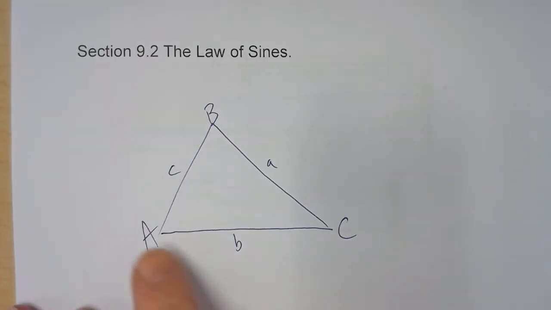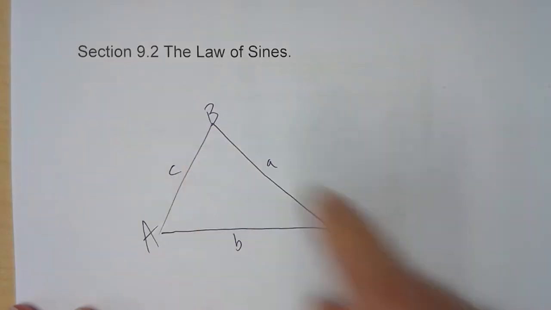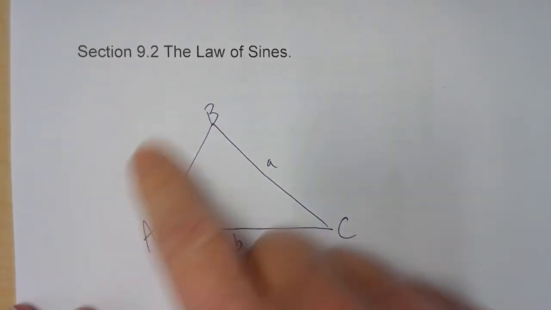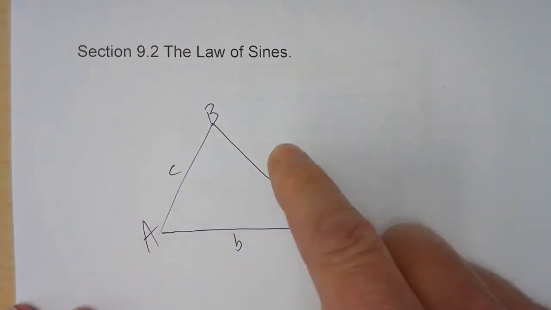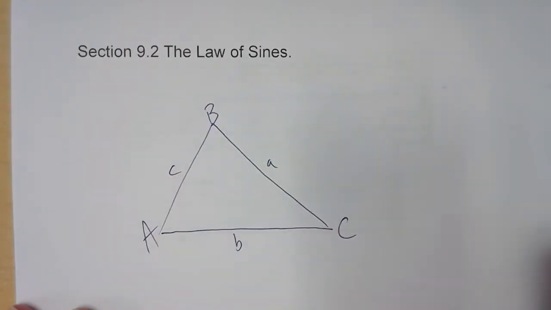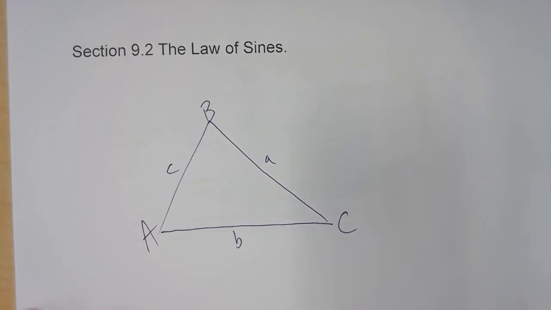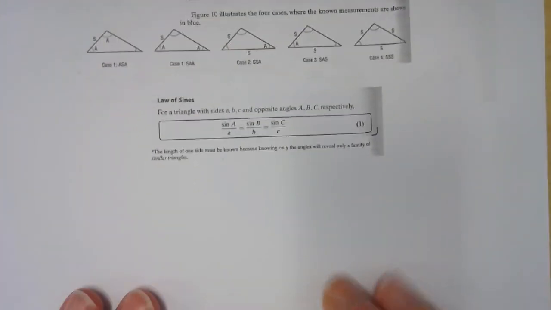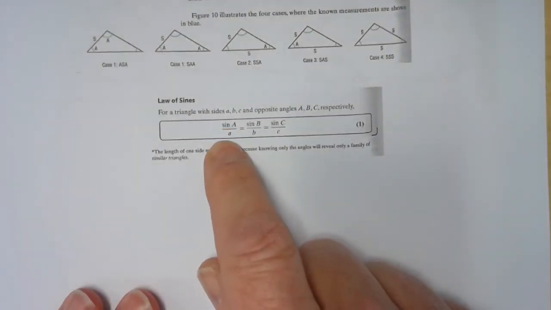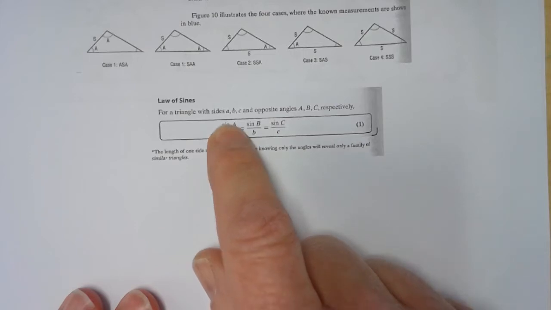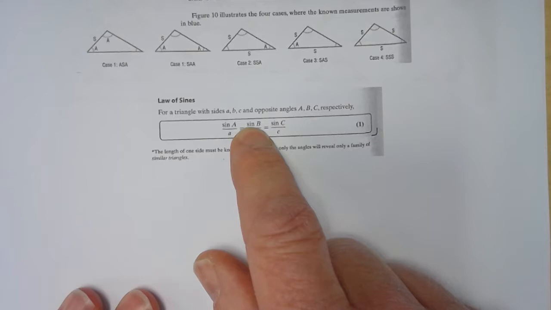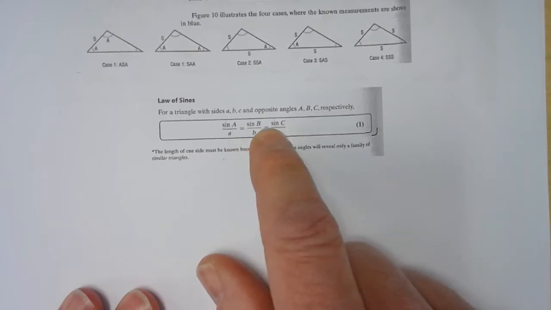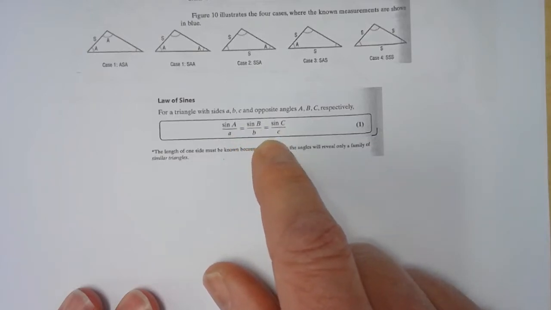law of sines. Remember, the big letters of the alphabet are for the angles and the small letters are for the sides, and they're opposite of each other, like so. So the law of sines is right here. It says the sine of angle A divided by a is equal to the sine of B divided by little b, and then the sine of C divided by little c.